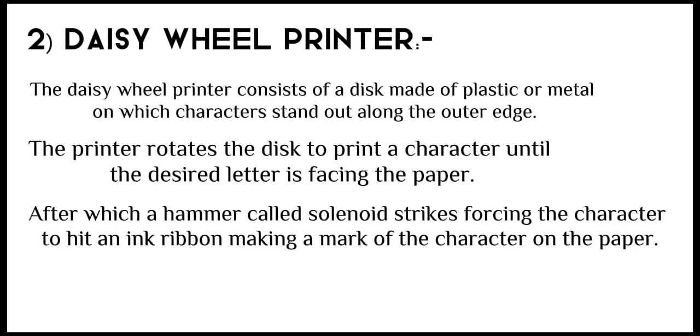Daisy wheel printer. The daisy wheel printer consists of a disc made of plastic or metal on which characters stand out along the outer edge. The printer rotates the disc until the desired letter is facing the paper, after which a hammer called a solenoid strikes, forcing the character to hit an ink ribbon, making a mark of the character on the paper.